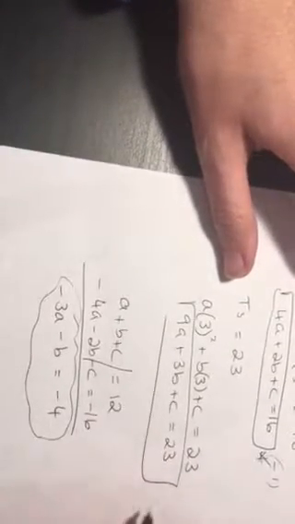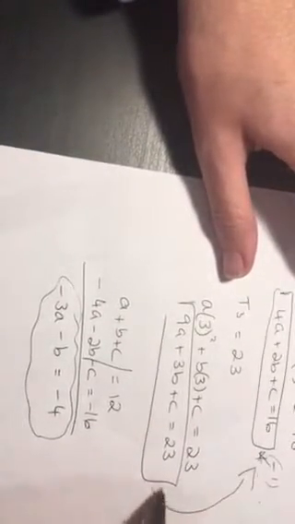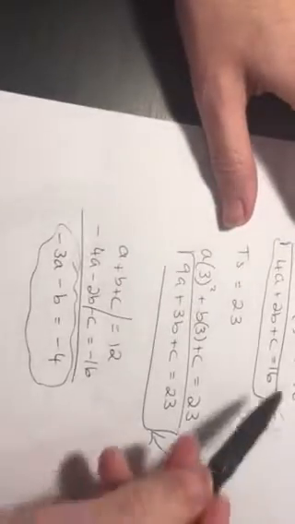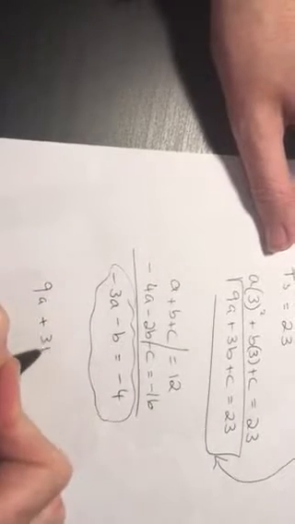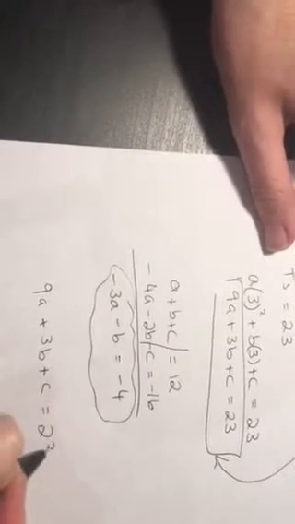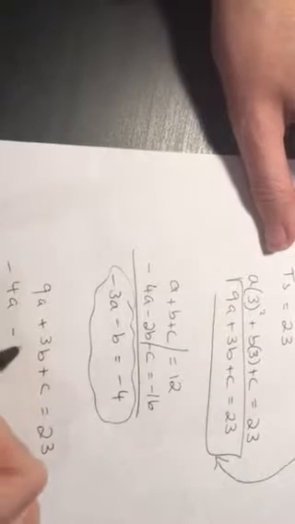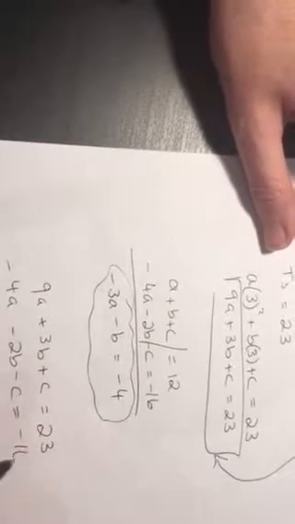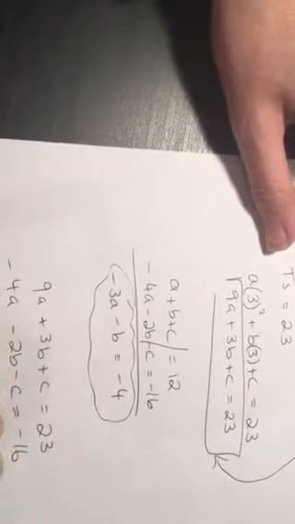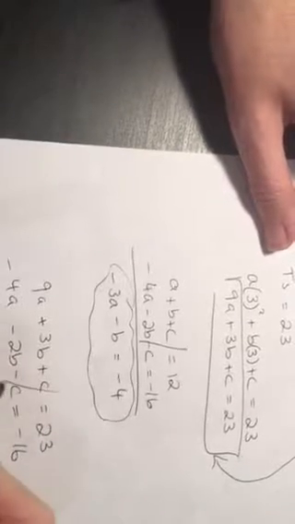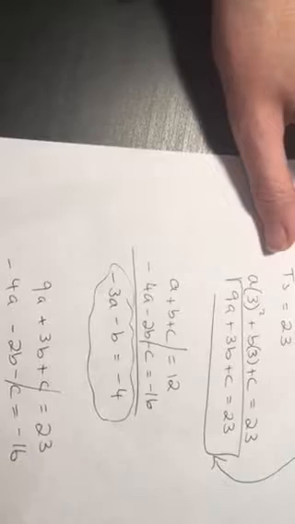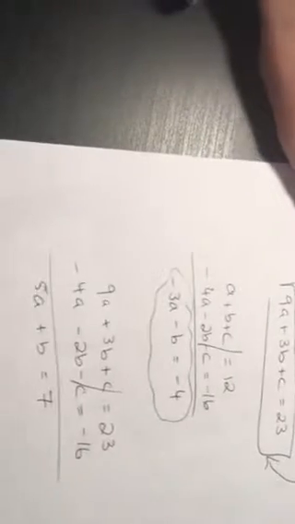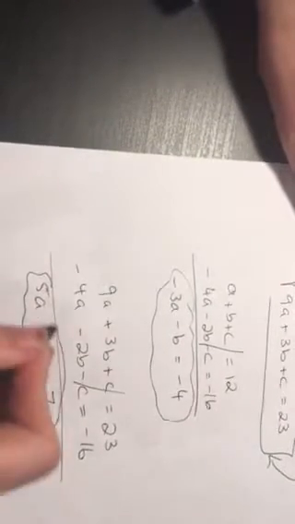I'm going to do the same. I'm going to take these two and I'm going to also leave this one multiplied by a -1. So I have 9a plus 3b plus c equals 23, and I'm going to leave that one as minus 4a minus 2b minus c equals minus 16. That gives me 5a plus b, they're gone, which is what I wanted, and that gives me 7. There's my second one.